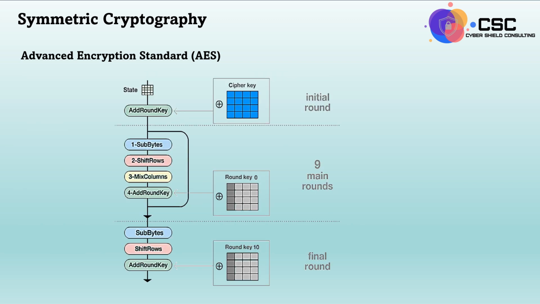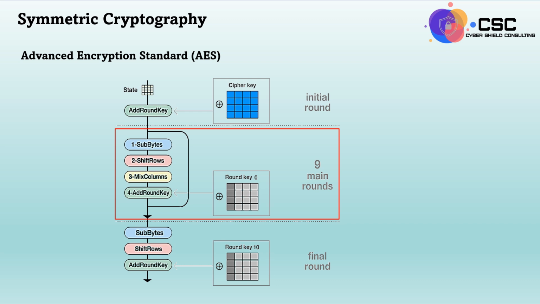AES encryption follows a structured, multi-round process designed to ensure high security and efficiency. Let's break down the steps. Initial round. This is step 1. The encryption begins with an add round key step, where the plain text is combined with the initial cipher key through an XOR operation. This ensures that encryption starts with key-dependent randomness. Step 2. We have 9 main rounds.